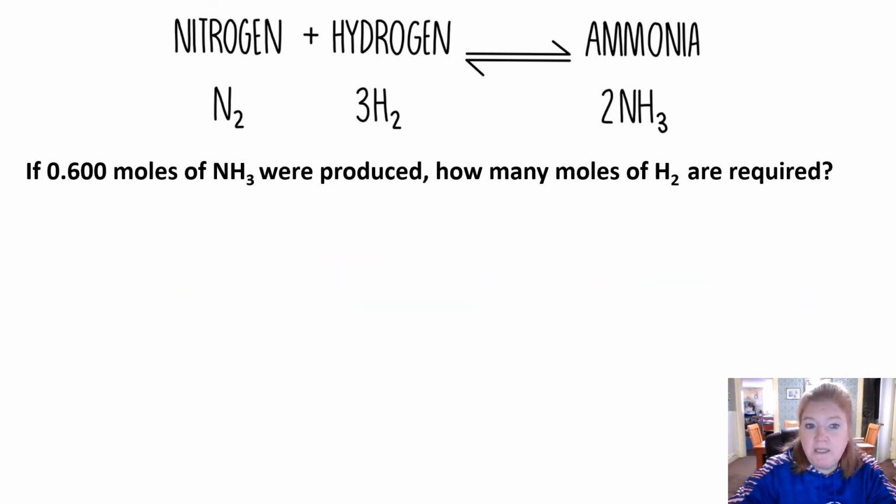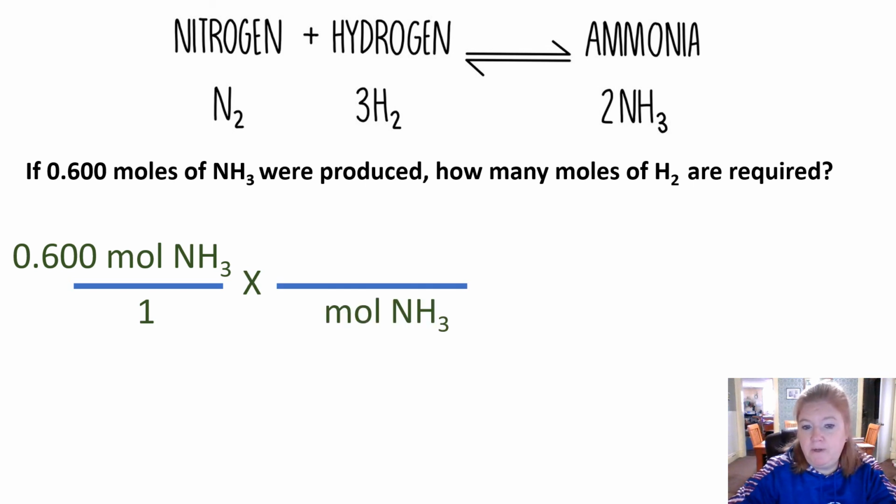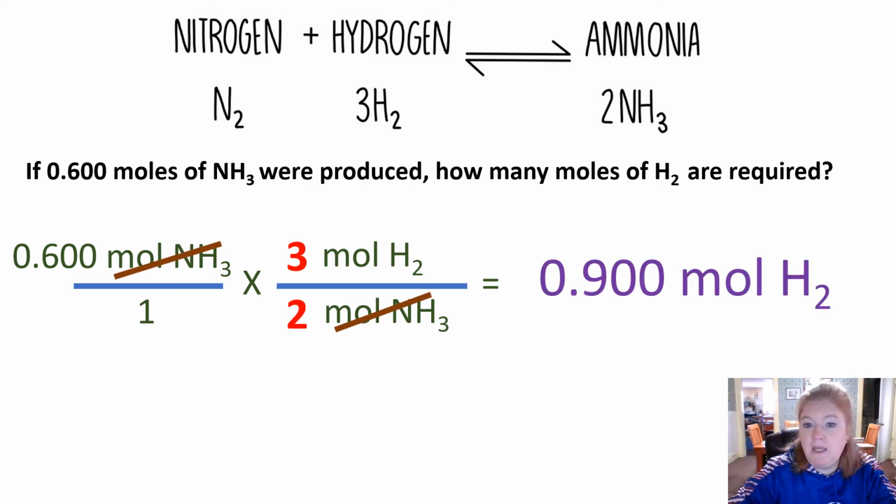What if I get this number of moles produced? How many moles of H2 are required? Write what you're given, put it over 1. I know I need to cancel out moles of NH3, convert it to moles of H2, get those coefficients from the balanced equation, cross out that, and you're left with moles of H2. So I do 0.600 times 3, and then divide that by 2, and I get this.